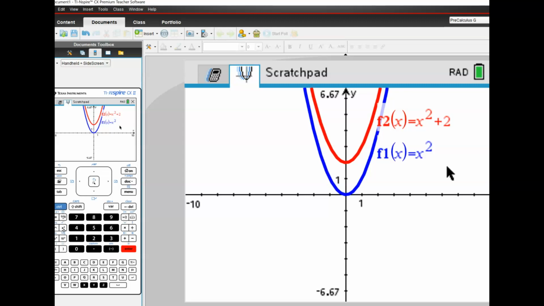No, the right arrow key. Plus 2. Yeah. Enter. So notice what happens as we go from the blue to the red. I understand that. Up by 2. It goes up by 2. You literally take the graph and you shift it up by 2.